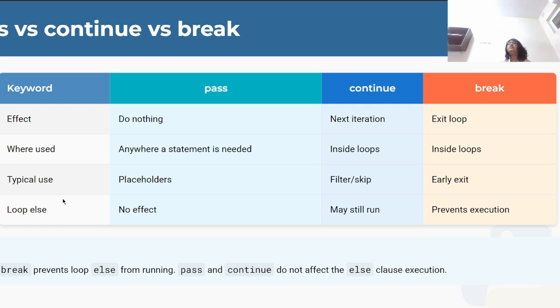Pass is typically used as a placeholder. Suppose you do not want to define a particular class or object now, you can create the object and use the pass statement to, for now, just store the object and define it later. Whereas continue filters or skips to the next iteration. Break completely exits the loop as we have discussed. Else has no effect when we use pass. Under continue, the else statement can still run, whereas in case of break, the else statement is completely omitted.